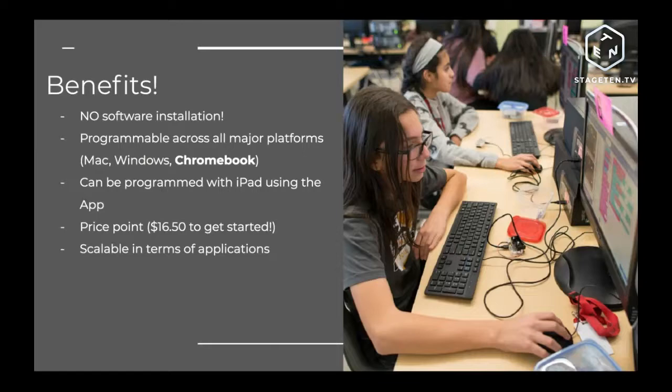This does leverage Bluetooth, so if you have a number of iPads in the classroom all at once, pairing, let's say, 20 microbits via Bluetooth is a little tough sometimes. So scaling that up can be difficult in a large classroom. The price point to get started is about $16.50, and that's what's called a Go Bundle. That includes a USB cable and a battery pack as well. And then it's scalable in terms of applications. And we're going to talk a little bit about how to scale beyond the Microbit itself using the Gator Bit system today.